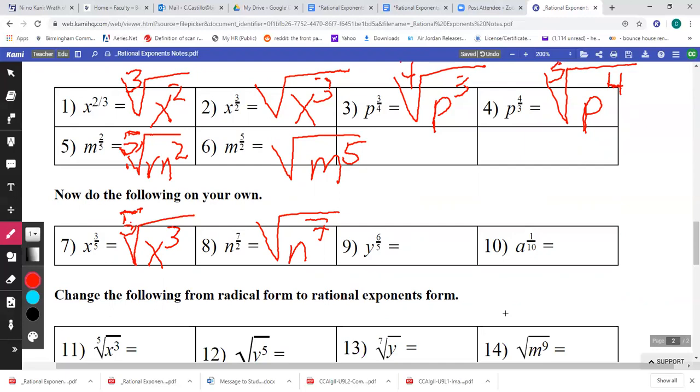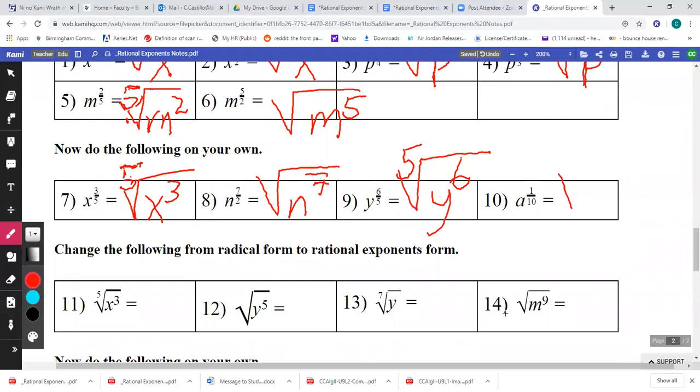Y to the 6/5. 5 is the root. 6 is the power. And then number 10, we're going to rewrite it. 10 is the root. And the power is 1. And remember, for the power of 1, you never really have to write the power of 1. So that is the correct answer there. But it's okay if you write a 1 there. There's no problem.